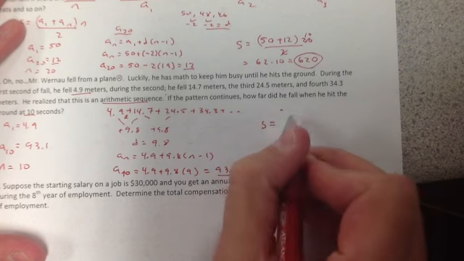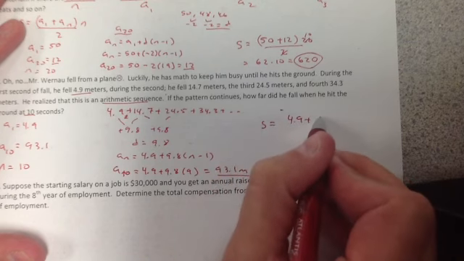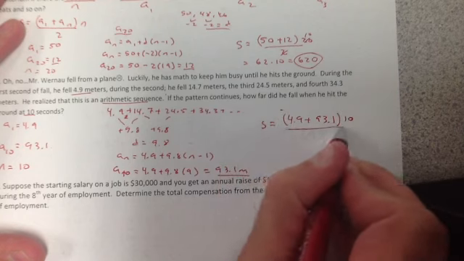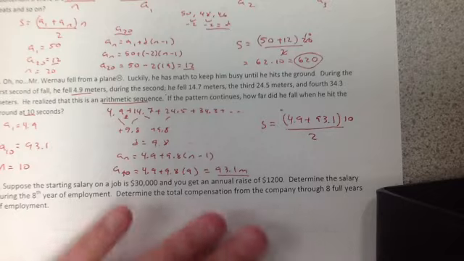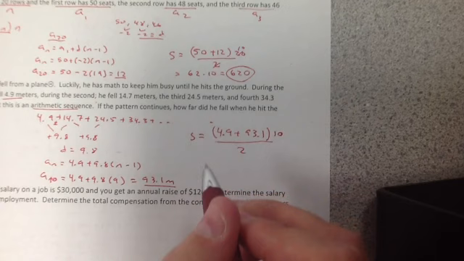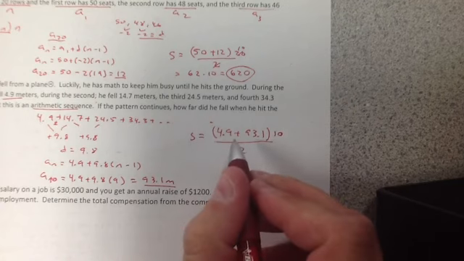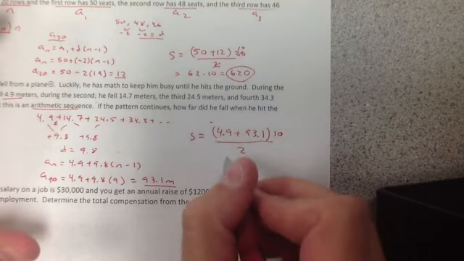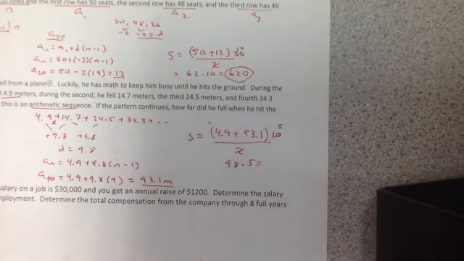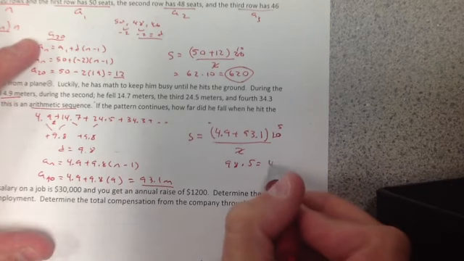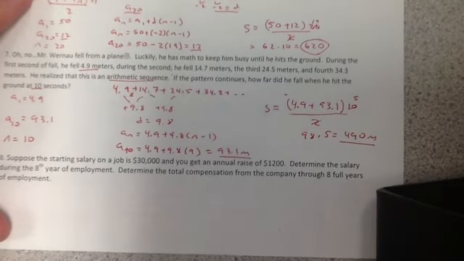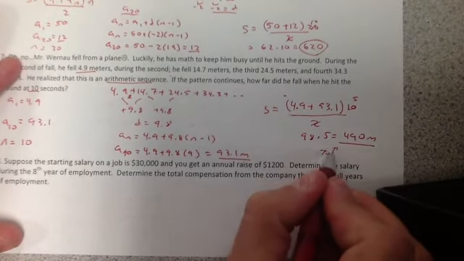Well, that's S equals the first term plus the last term multiplied by the number of terms, number of seconds, all over 2. And if I add these together, 4.9 plus 93, what's that, 96? Oh, 98, I'm terrible. 98 times, cancel that, 10 over 2 becomes 5. And 98 times 5, we get 490 meters. So that's how far we fell in total distance.